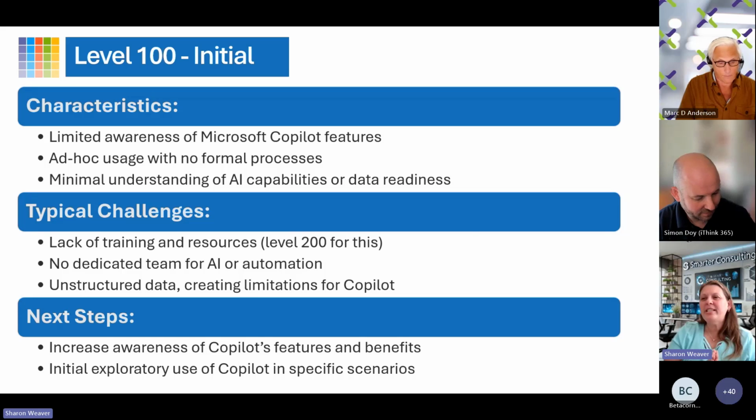And so what's interesting is when I think about this, I think about somebody who maybe hasn't used it yet, maybe who isn't comfortable with it yet. Maybe they haven't been trained on it yet. They don't have anything really ready for this kind of thing. Maybe their data isn't ready. And so really the idea at level 100 is, I don't know what's going on, and I don't see why this is a big deal.